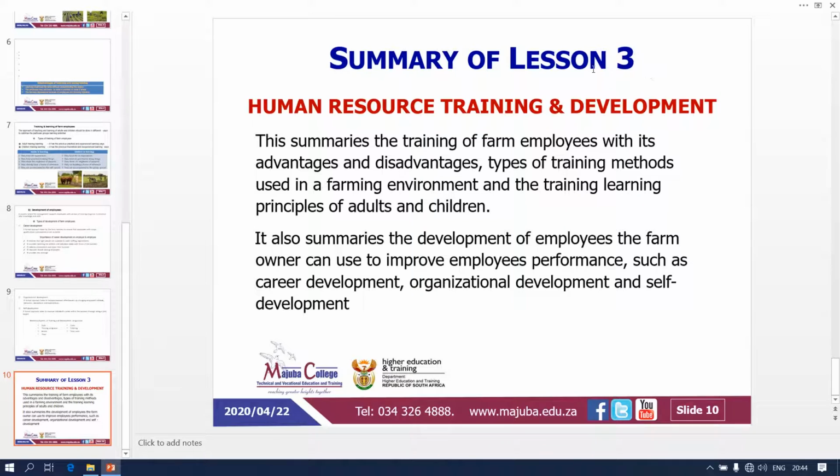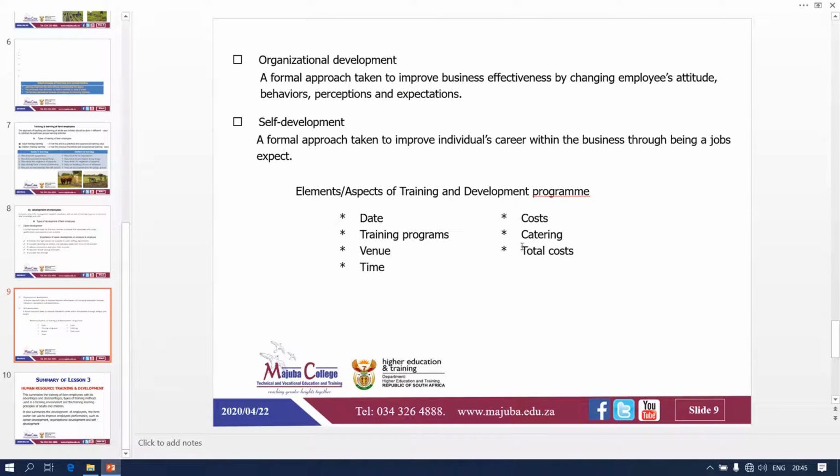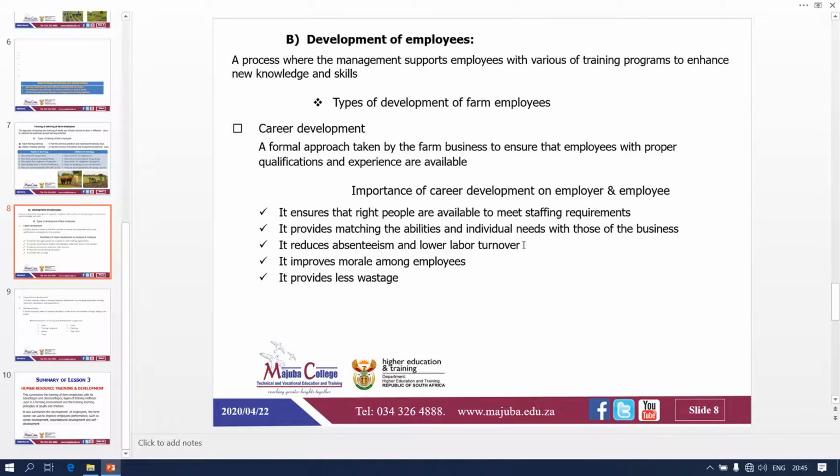Right, let's look at the summary of lesson 3, which is human resource training and development. This summarizes the training of farm employees with its advantages and disadvantages, the types of training methods used in the farming environment, and the training learning principles of adults and children. It also summarizes the development of employees on the farm, which the farm owner can use to improve employees' performance, such as career development, organizational development, and self-development. Okay, we can go back and see. We talked about 3 types of development that you need to engage in. The importance of career development for the business that the farm business must have.